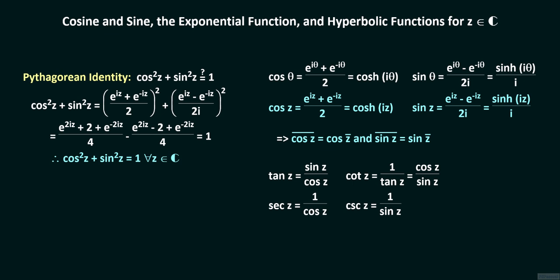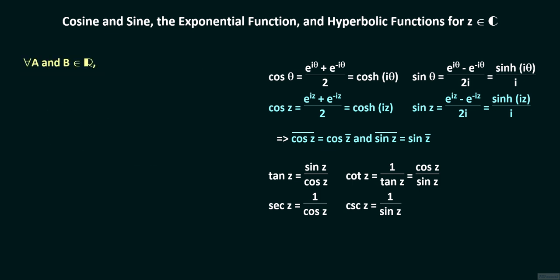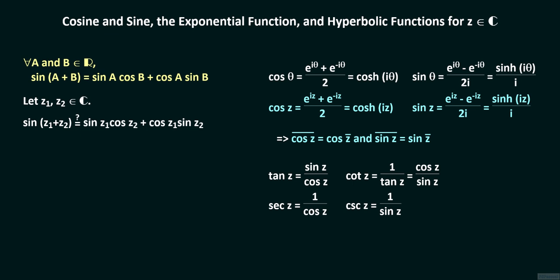Now let's verify that sine of the sum of two complex numbers satisfies the same identity as the sine of the sum of two real numbers. If a and b are real numbers, sine of a plus b equals sine of a times cosine b plus cosine a times sine b. Does this identity hold for every pair of complex numbers? Let z1 and z2 be two complex numbers. We wish to determine if sine of z1 plus z2 equals sine of z1 times cosine z2 plus cosine z1 times sine z2.